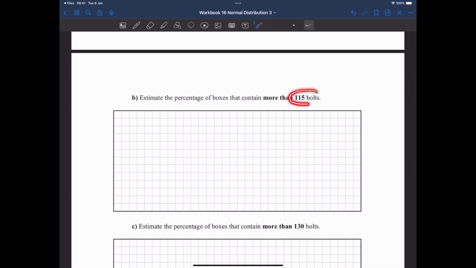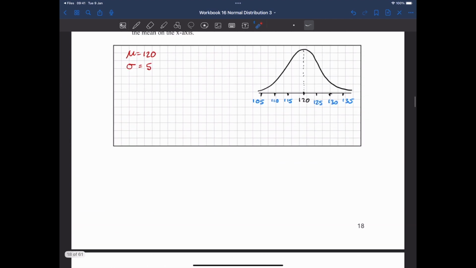Estimate the percentage more than 115 bolts. So we go back to our sketched graph here. Here's 115, and I want to know what's more than 115. All this area here. What is it as a percentage? Now remember, the whole percentage under this curve is 100%. It also can be as a probability 1. The whole area under this curve is 1. So I'm going to split this up like we did previously, and I'm going to do my standard deviations like so. And we know that this whole area here is 68%. And if you divide 68 by 2, you get this half and this half. So this is 34%.